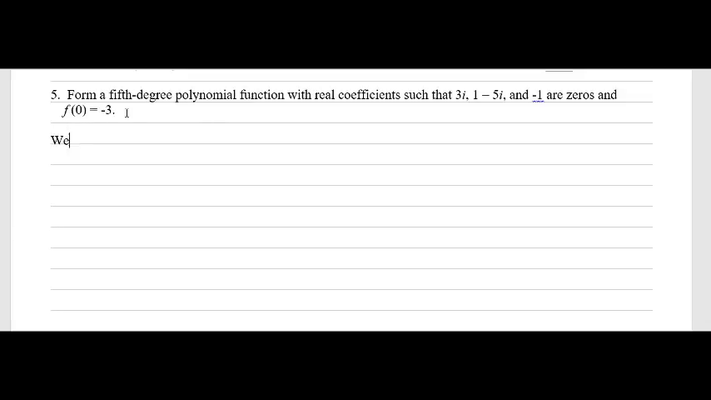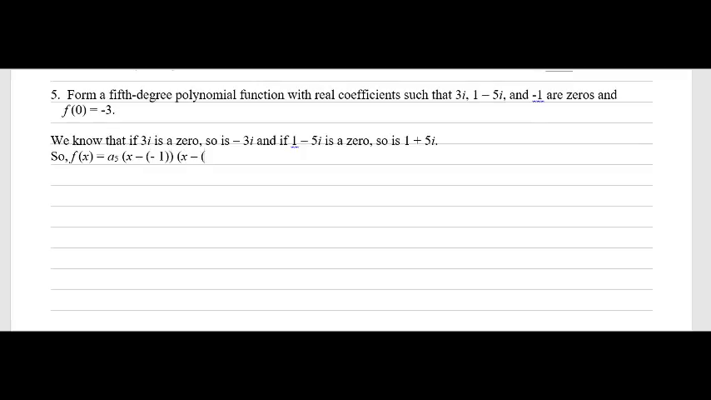So I want to form a fifth-degree polynomial with real coefficients whose zeros are 3i, 1 minus 5i, and negative 1, and f of 0 is negative 3. So we know that if 3i is a zero, so is negative 3i, and if 1 minus 5i is a zero, so is 1 plus 5i. So we're using that conjugate pairs property of the zeros of a polynomial.